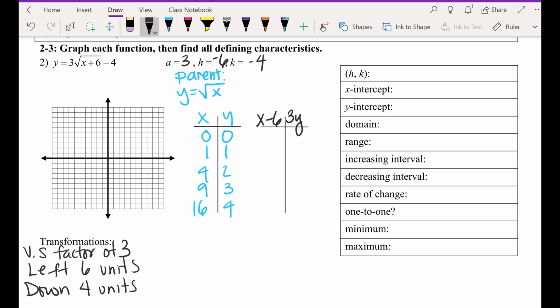Now, the -4, Billy, what do you want to do with that? You're going to subtract 4 from this. Well, x or y? What are you going to do with -4? Where am I going to put it? Subtract 4 from where? From the y. Thank you.